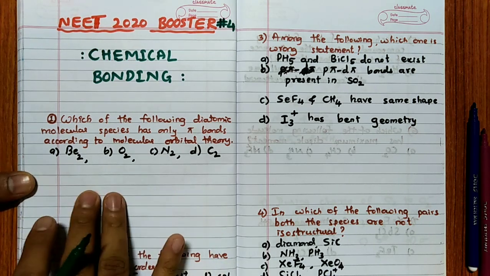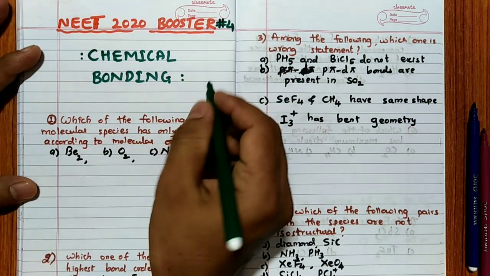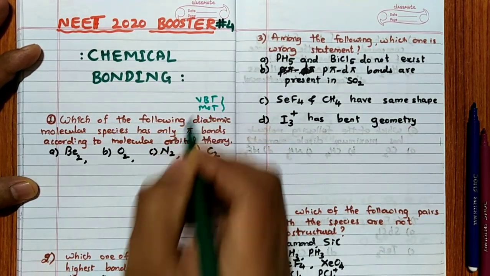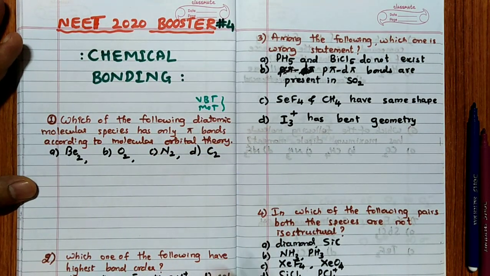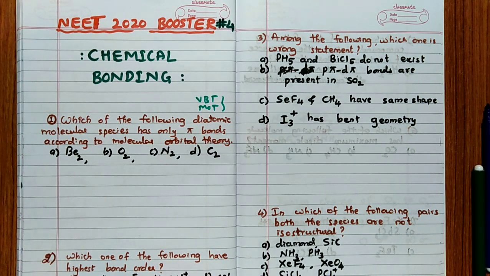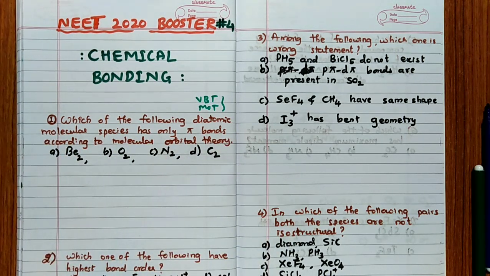So, first question. Which of the following diatomic molecule species has only pi bonds according to molecular orbital theory? And remember, chemical bonding means two important parts, that is VBT and MOT, molecular orbital theory. Maximum questions you can see from these parts. Remember, very important part. So in this particular case, they are asking which of the following has only pi bonds. So it depends on the molecular orbital theory.